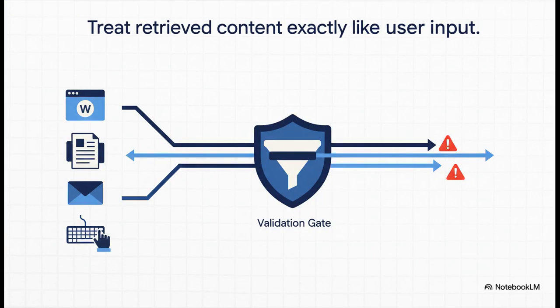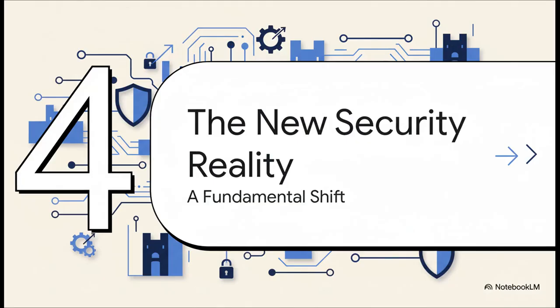And if you take away one thing from this whole defense strategy, let it be this. It's a fundamental mindset shift. That internal company document, that web page your system just read, it's not trusted information anymore. You have to treat every single piece of retrieved content as untrusted user input. Period. It needs the same level of scrutiny as if an attacker typed it themselves. And once you start thinking that way, you realize you're dealing with a whole new security reality. It really demands a fundamental shift in how we approach building and securing these systems.